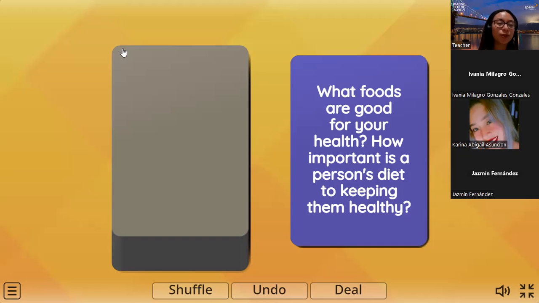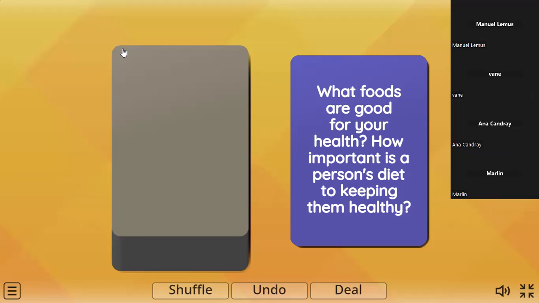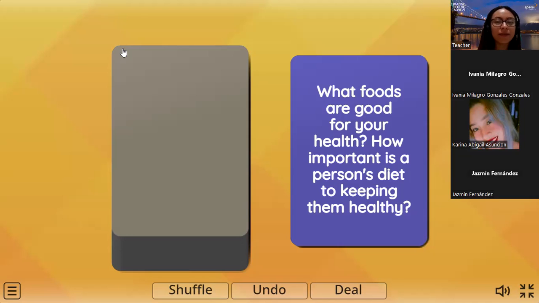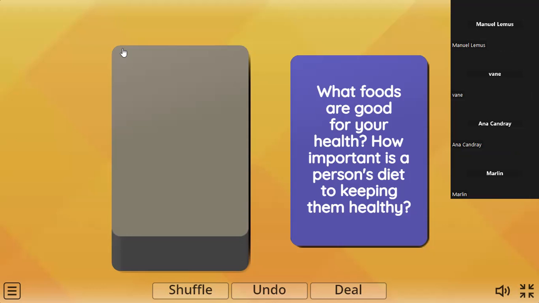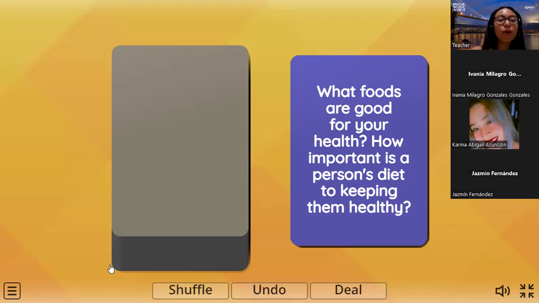Very good, Jasmine. That is true. Amazing participation. Fish is really important. It's a very, very healthy meat. And Jasmine, how often do you eat fish? For example, I eat fish, I don't know, maybe once a month or not even once a month. How often do you eat fish, Jasmine?